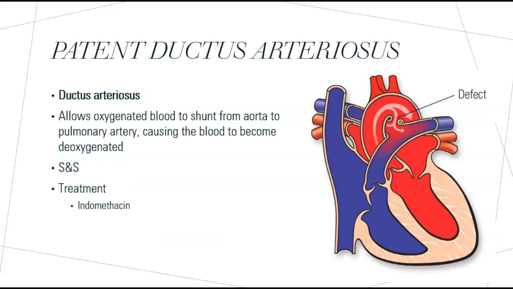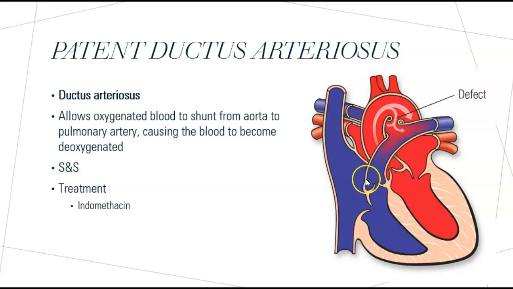First is the patent ductus arteriosus. So remember that the ductus arteriosus is the fetal artery that connects the pulmonary artery to the aorta. So right here. Connects the pulmonary artery to the aorta. Failure of the ductus arteriosus to close. It should close within the first weeks of life. And if it doesn't, then that's going to allow oxygenated blood to shunt from the high pressure aorta to the low pressure pulmonary artery, and that causes the blood to become deoxygenated.